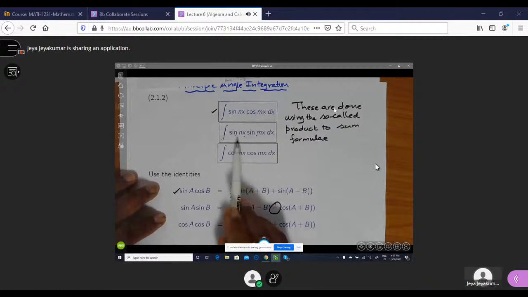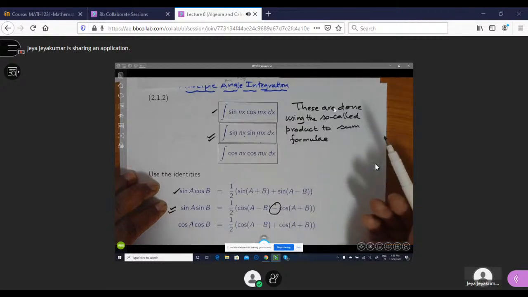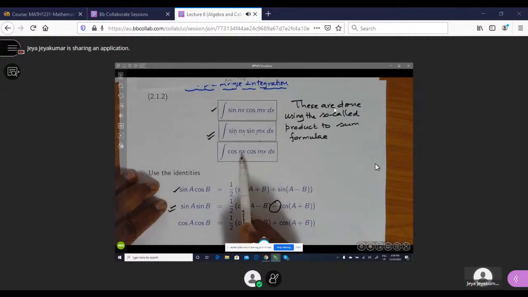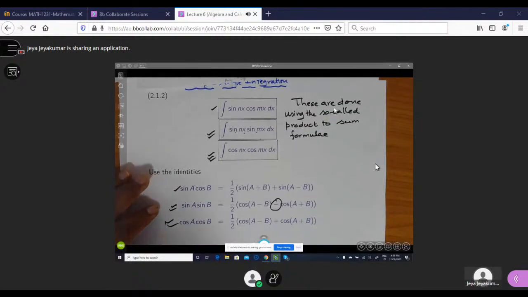Now the second one, the product of sine functions, you can use this: sine A sine B equals one half of cosine (A minus B) minus cosine (A plus B). That's what we did in the previous example as well. Now, if you have the product of cosine functions, cosine x and cosine mx, you can use this formula here: cosine A cosine B equals one half of cosine (A minus B) plus cosine (A plus B). Okay? You got that? Good. All right.